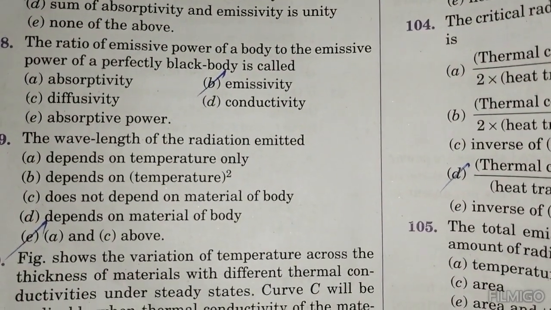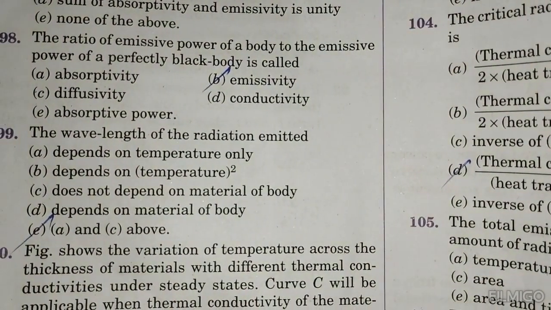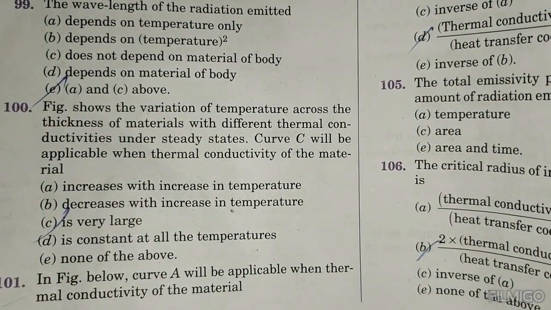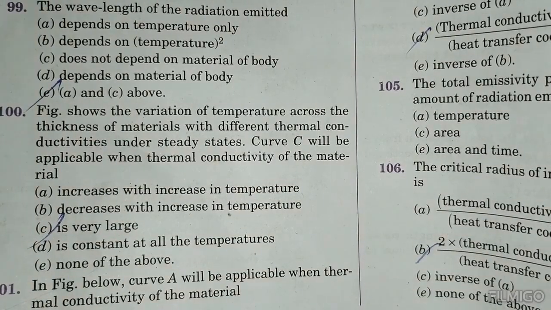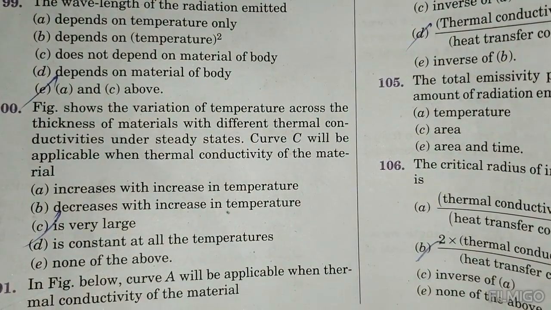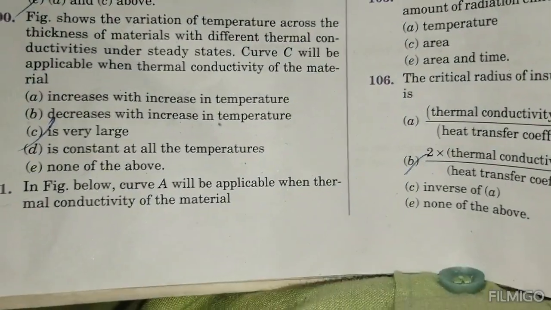The wavelength of the radiation emitted, options A and C. Shown in the above figure is the temperature across the thickness of a material with different thermal conductivities under steady state. Curve C will be applicable when the thermal conductivity of the material is very large.